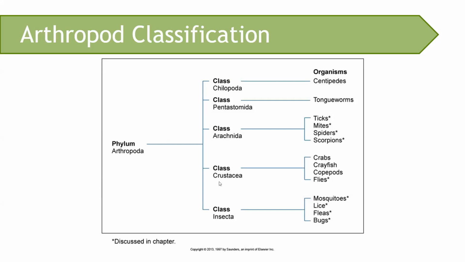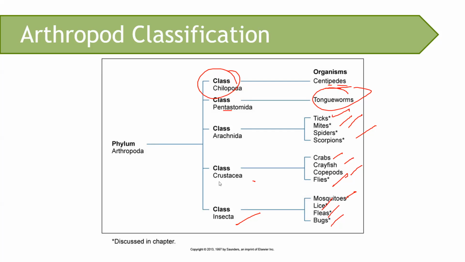We have the class Chilopoda, and here we have your centipedes. We have the Pentastomida, that's the tongueworm. We have your Arachnida: ticks, mites, spiders, scorpions. Crustacea: crabs, crayfish, and so on. And Insecta: mosquitoes, lice, fleas, and bugs. Phylum Arthropoda, class Chilopoda, organism centipedes.